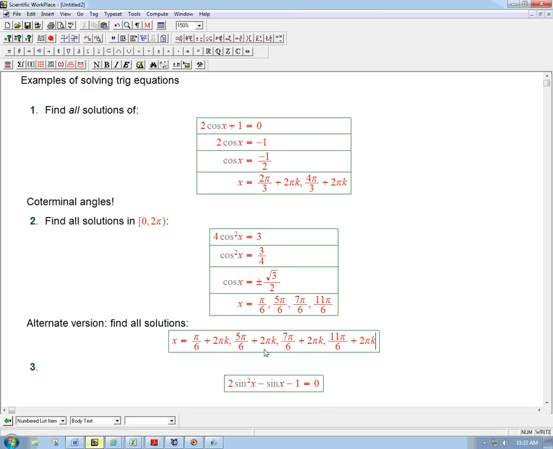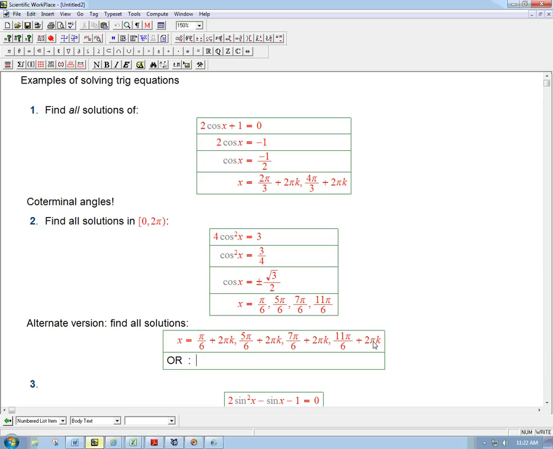Sometimes the book gets a little cleverer about such things. So for example, pi over 6 and 7 pi over 6, those differ by pi. So, you know, if I just took pi over 6 and added an odd multiple of pi, I'd get to one of these guys. So I could actually just say, well, let's try this pattern and just put a plus a pi k. That already gets that guy. And these guys, 5 pi over 6, if you add pi, you get to the other one. So that'd be a little bit more efficient way to write it.